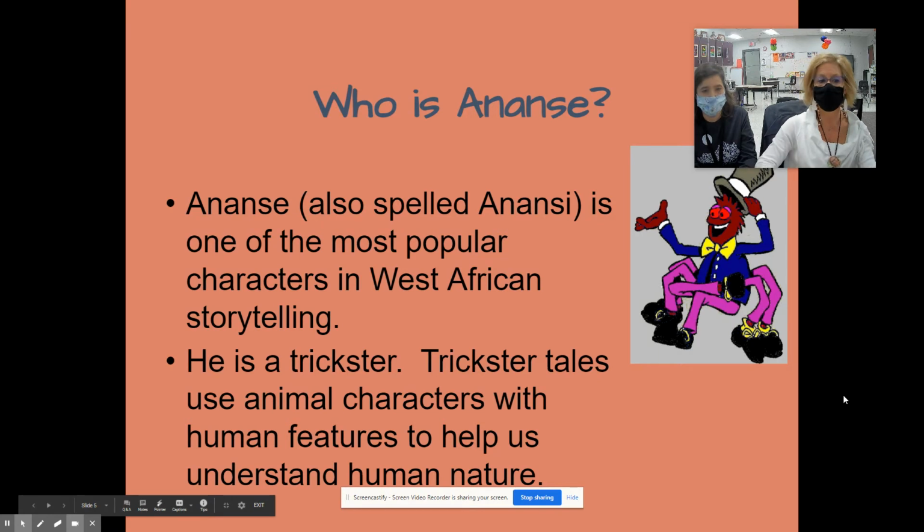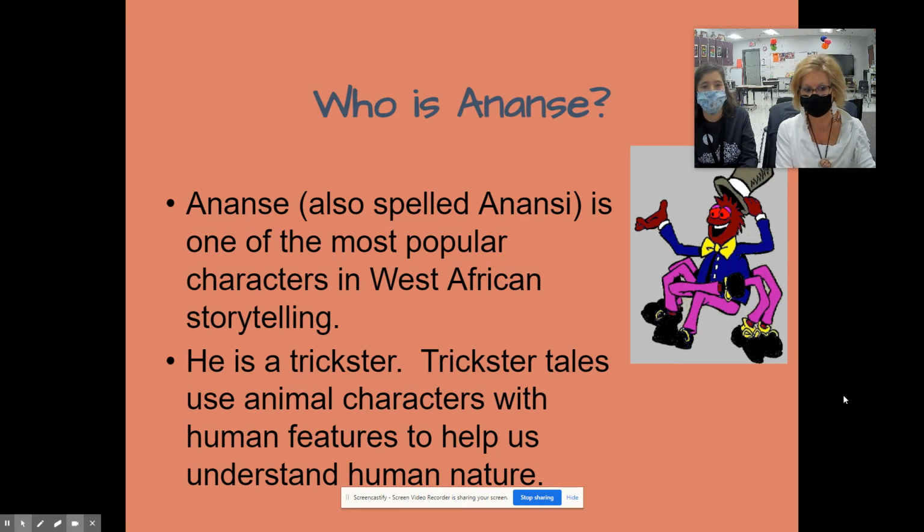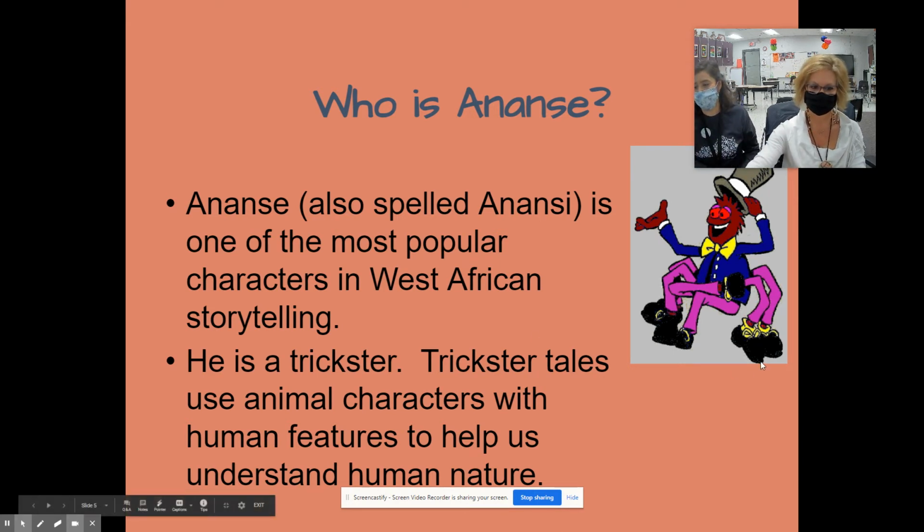He's one of the most popular characters in these West African stories. He's a trickster. He is going to have those human characteristics, because basically they're telling that story to teach their children a lesson. And it's a human lesson, not a spider lesson. So that's why they personify the characters.